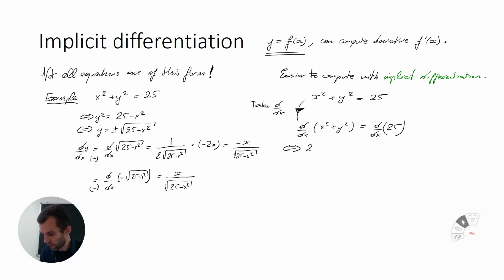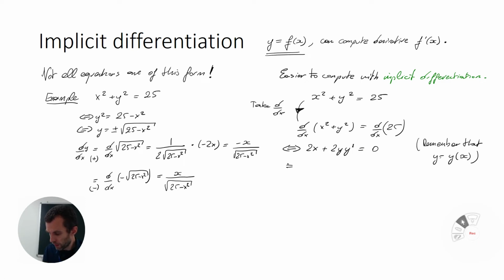So d/dx of x squared, that's 2 times x. And now d/dx of y squared, that's 2 times y prime, the derivative of y. And that is equal to 0 because the derivative of a constant is 0. So here it's important to remember that y is a function of x. So when you take the derivative, you have to use the chain rule and first take the derivative with respect to y, 2 times y, and then times the derivative of y with respect to x.